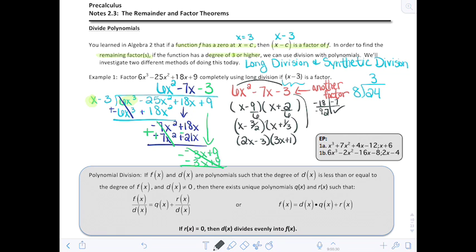And now this factor breaks down into 2 more. So if we want to factor this completely, the direction said to factor completely, my final answer would be the x minus 3 that they gave us originally, the 2x minus 3, and the 3x plus 1. Okay, and that is your final answer, factored completely using long division.